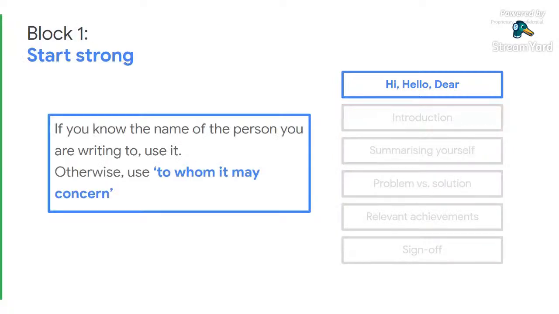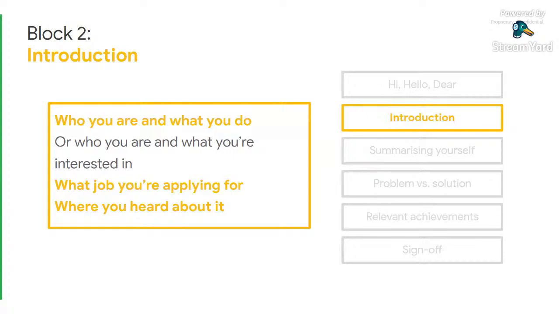Right. So block 1 says, you need to start strong. If you know the name of the person you are writing to, you can use it. Otherwise, you may use "To whom it may concern," right? And then an introduction, you need to indicate who you are and what you do, or what you are interested in.